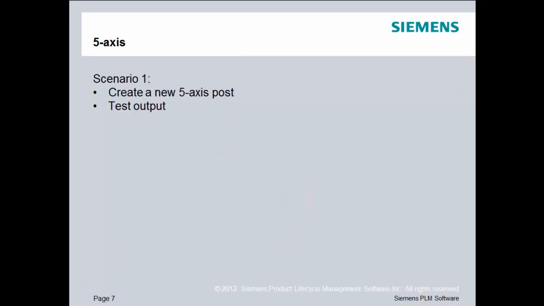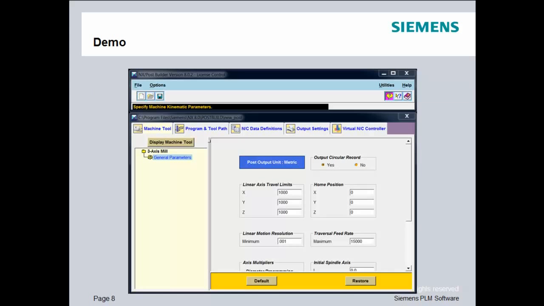So in scenario 1, we will create a new 5-axis post, and we will then test that output. Let's get started.